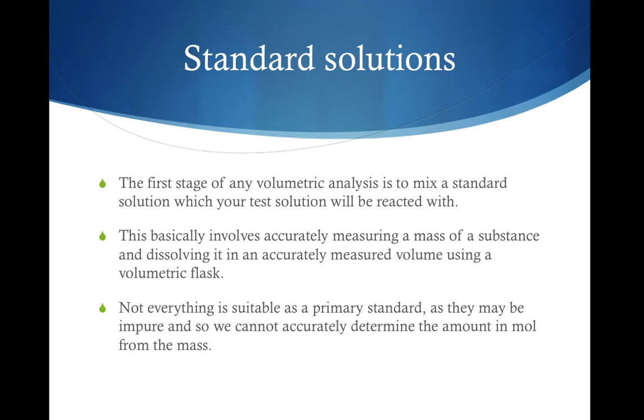We then put that into something called a volumetric flask. The volumetric flask accurately measures the volume. Now, remembering that concentration is amount over volume, once we've got the amount and we've got an accurate volume, we can find the concentration accurately.